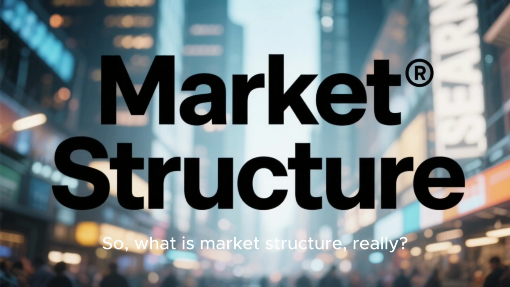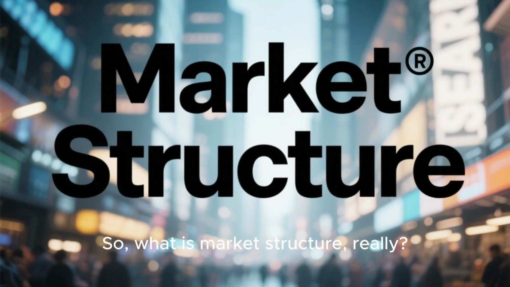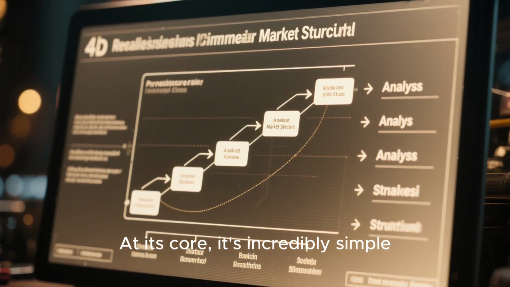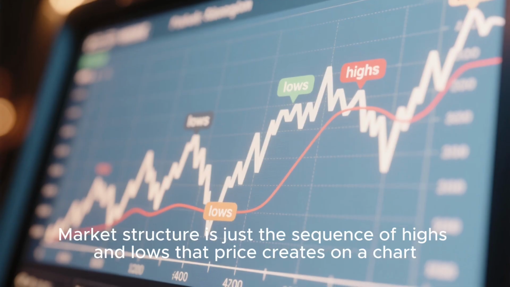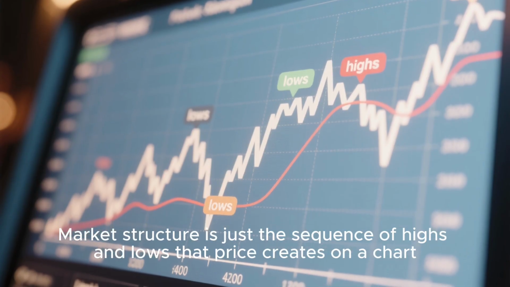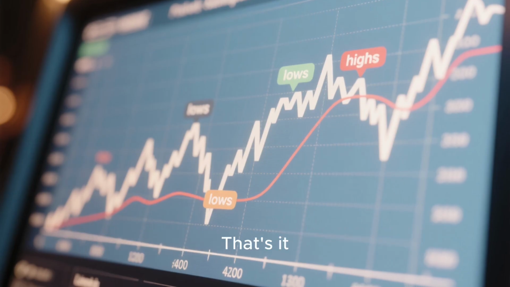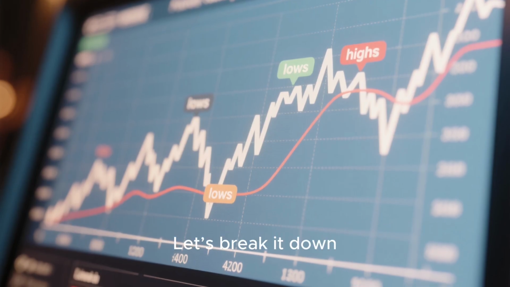So, what is market structure, really? At its core, it's incredibly simple. Market structure is just the sequence of highs and lows that price creates on a chart. That's it. Let's break it down.